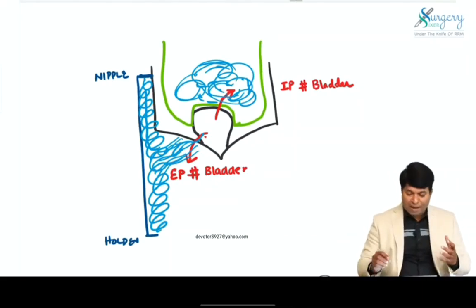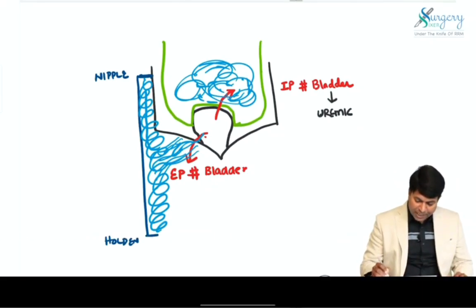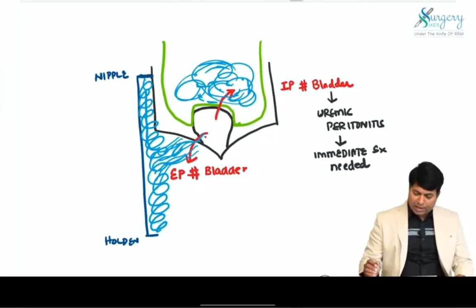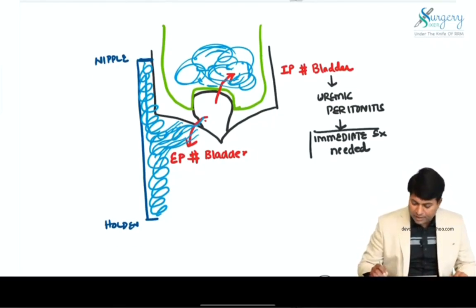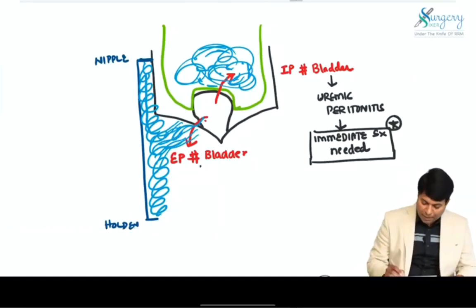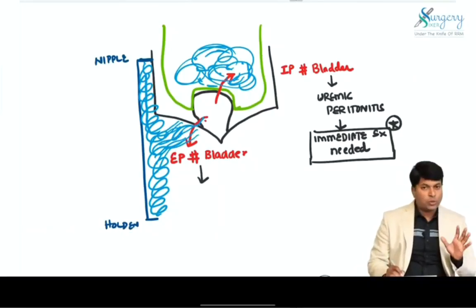Intraperitoneal rupture of bladder is more dangerous because it will cause uremic peritonitis. So therefore, I need to operate. Immediate surgery is needed for these patients because they develop uremic peritonitis. Extraperitoneal rupture of bladder is no emergency. It can be managed gradually.